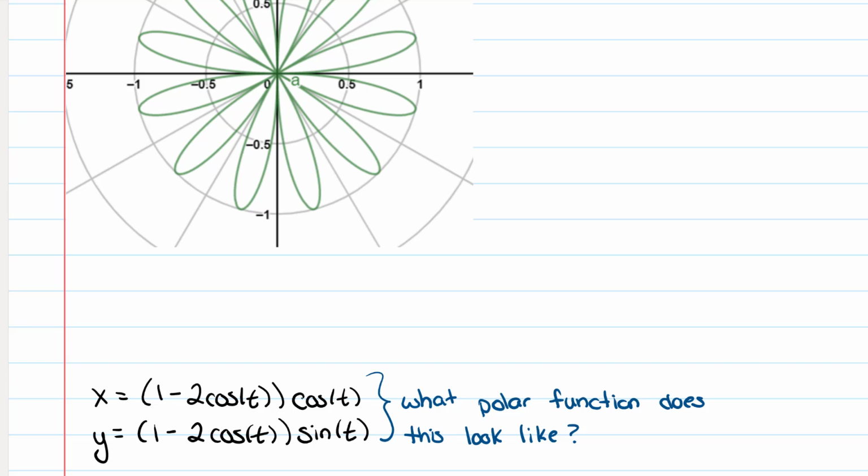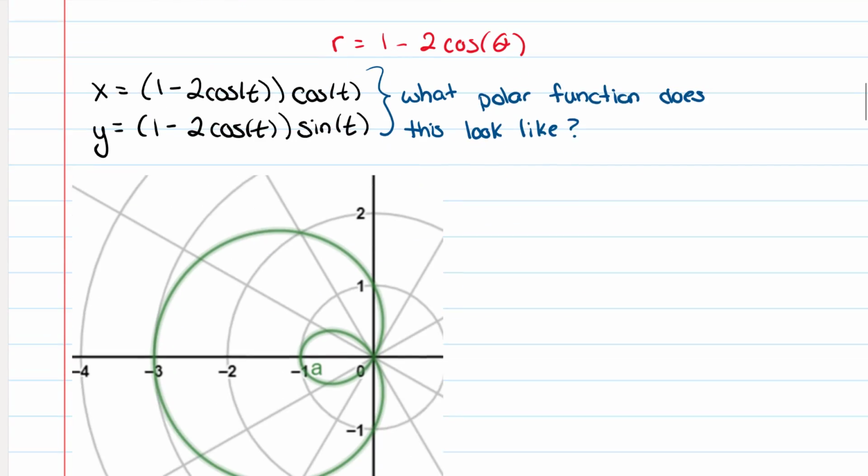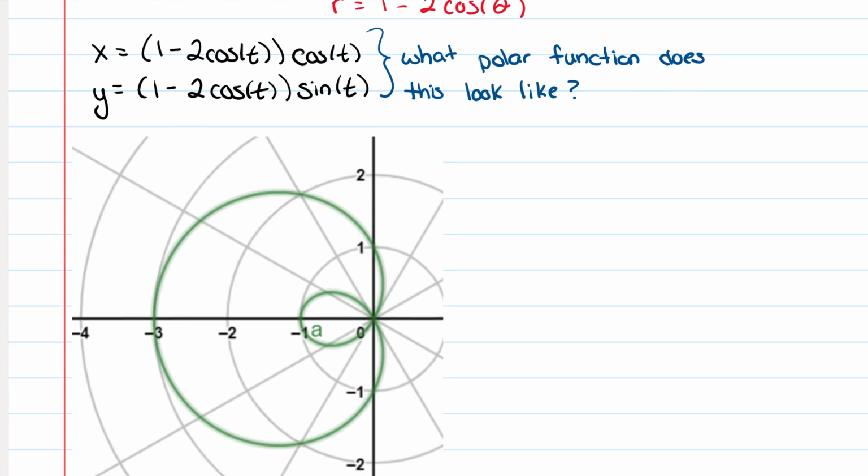So the next one I want you to go ahead and graph is this one. x equals 1 minus 2 cosine t times cosine t, and y equals 1 minus 2 cosine t times sine t. And I want you to tell me what graph that looks like. So according to the previous explanation, this should be equal to r equals 1 minus 2 cosine of theta. And that's exactly what we get here, which was like our example from example 3.